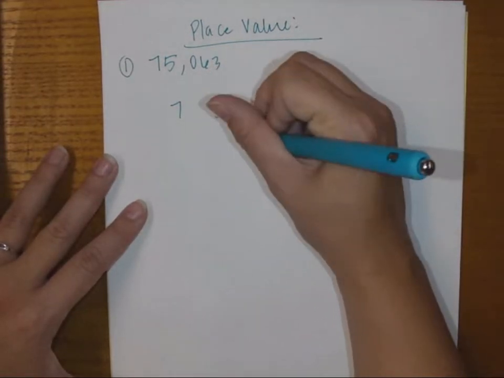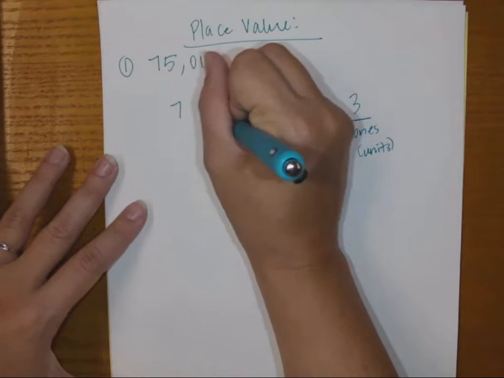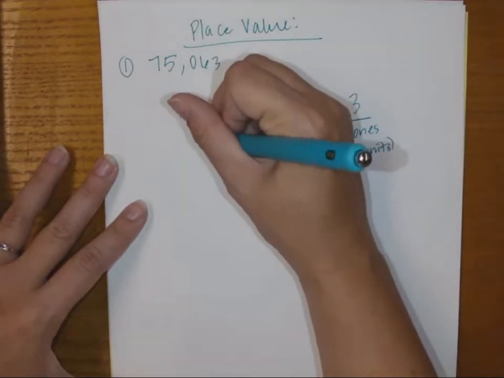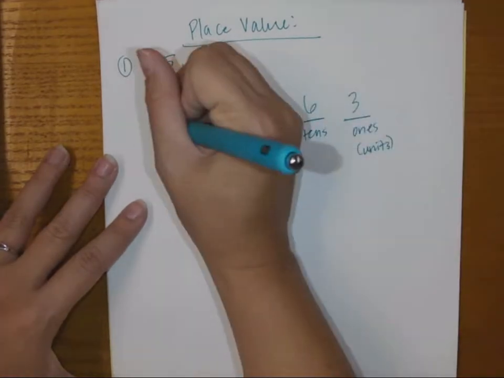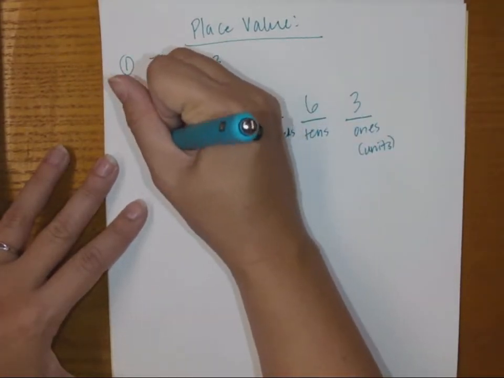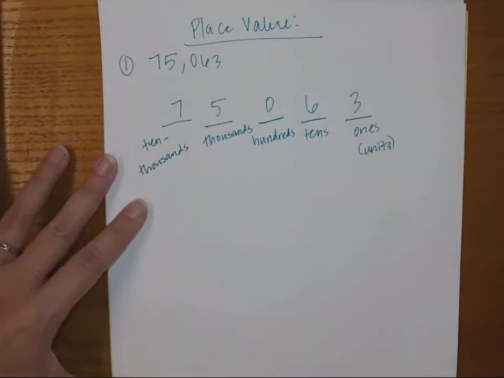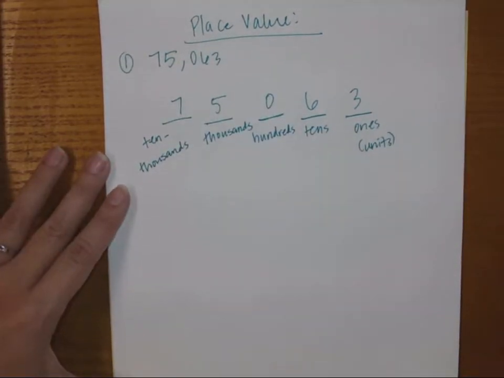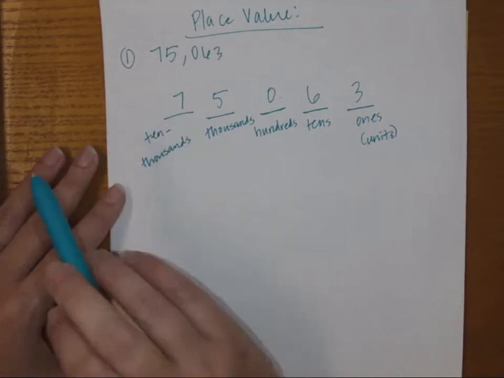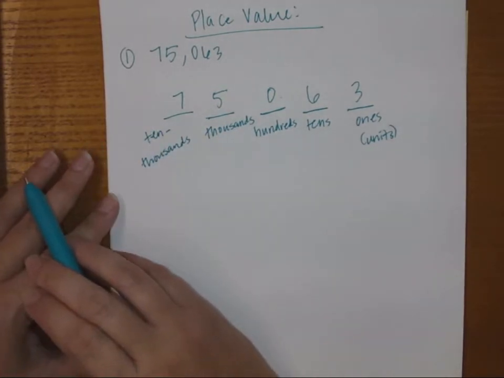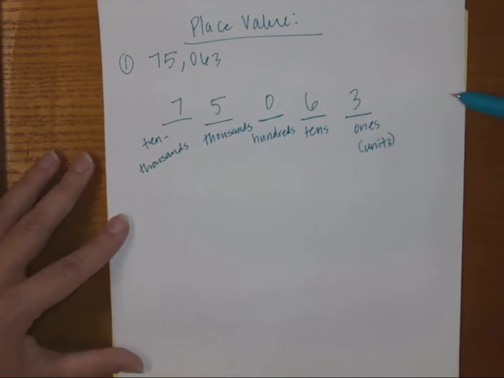The 0 would be in the hundreds place. The 5 would be in the thousands place. And the 7 would be in the 10,000s place. You could go up higher, 100,000s, millions, 10 millions, 100 millions, billions, so on and so forth, depending on what grade level you'll be teaching.